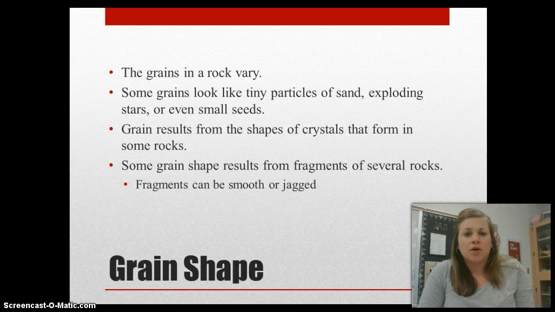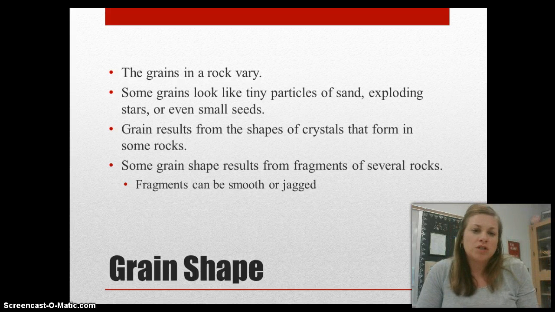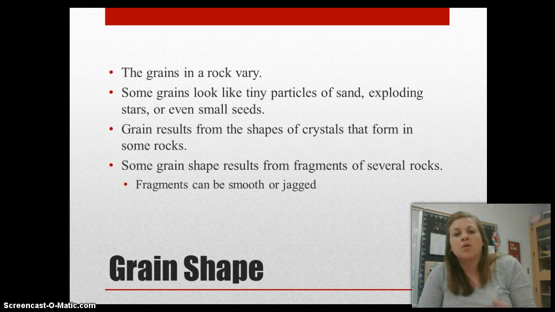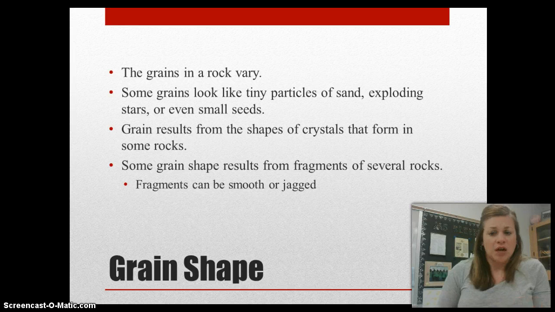The grain shape, the grains in a rock are going to vary. Some grains look like tiny particles of sand, kind of like this one. You'll see it in class. Exploding stars or even small seeds. Grains result from the shapes of crystals that form in some rocks. So things like quartz and other crystal-forming minerals do form in these rocks, and so the rock grain will take a crystal-like shape. Some grain shape results from fragments of several rocks. So sometimes you have several rocks that actually make up one because they're comprised of different elements, and due to heat and pressure and the course of them being created, it is going to change it. So they tend to be jagged or smooth.